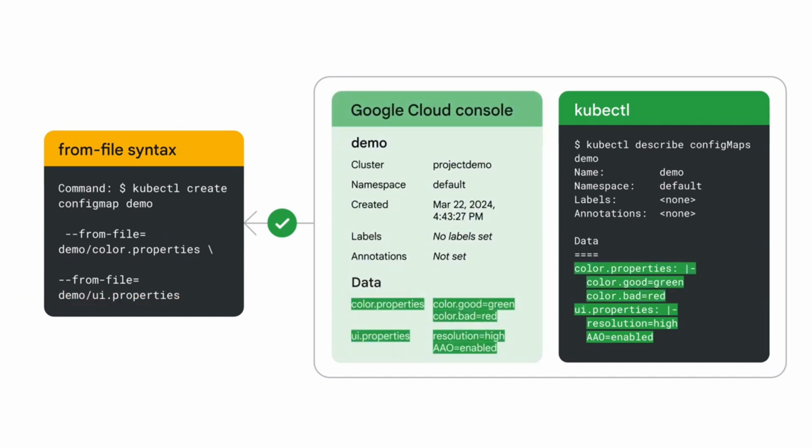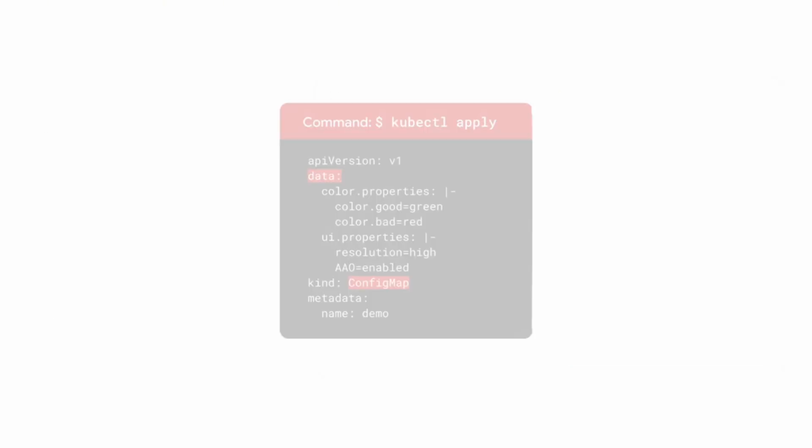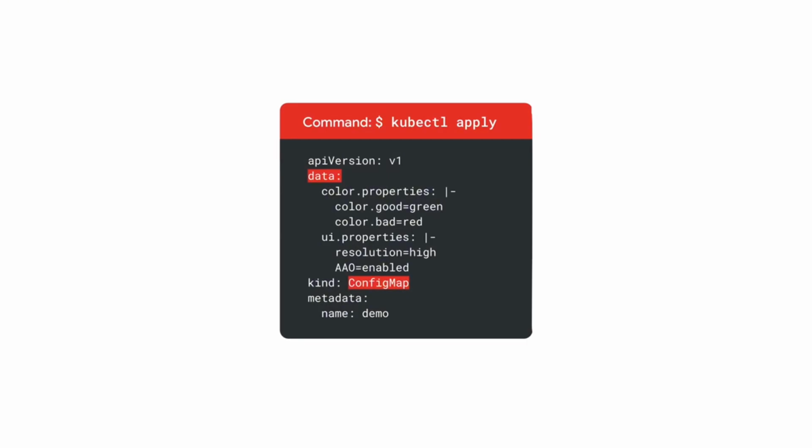The contents of config maps can be verified using kubectl or the Google Cloud Console. Config maps can also be created from a manifest. The data is the same as in the previous examples.